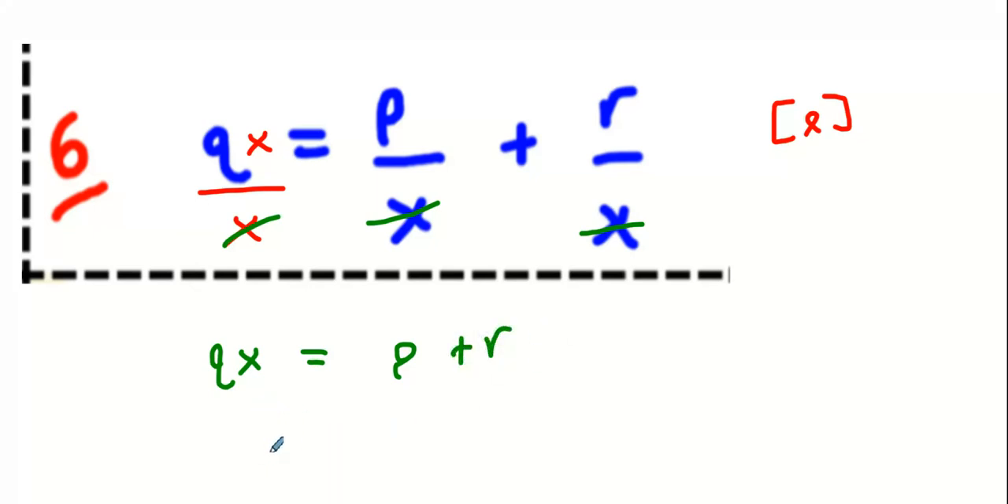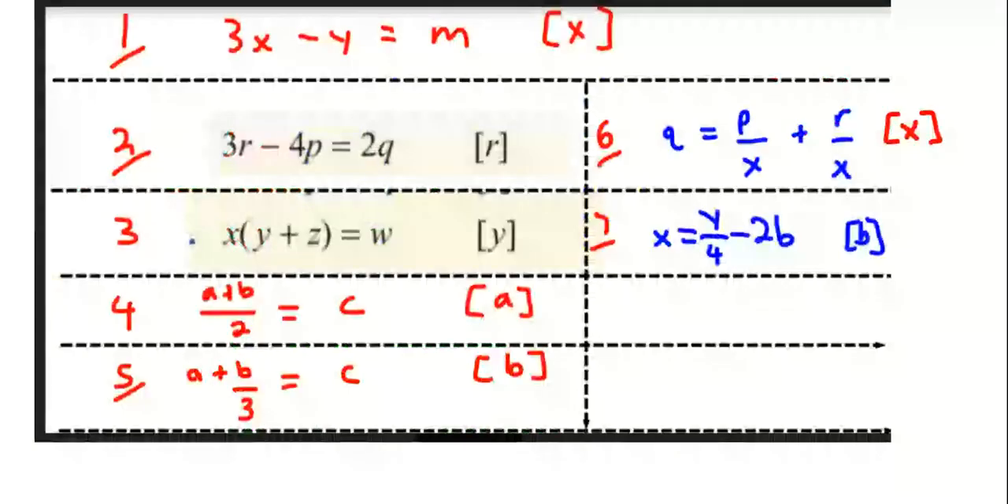Then the x is being multiplied by the q, so the q, which is multiplication on the left, must be division on the right. So what we're going to do is divide p plus r by q. It's multiplied by q on the left, which means it'll be division of q on the right. Okay, so that was my fault.